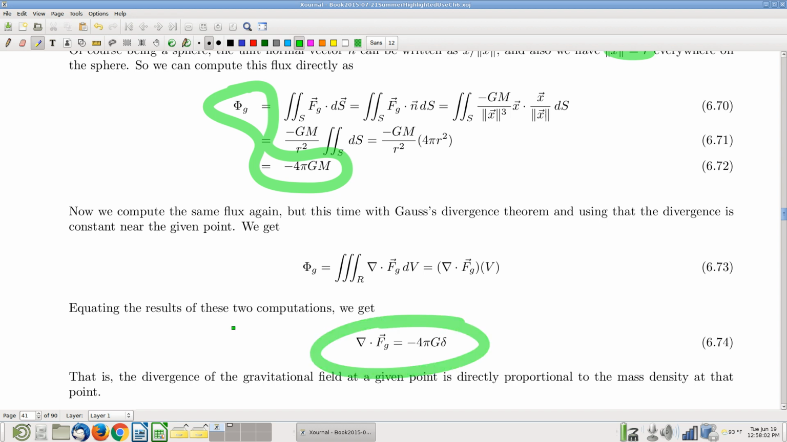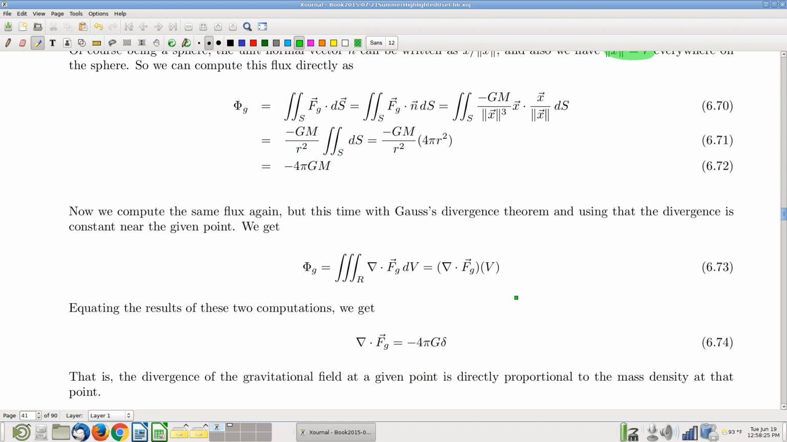This is morally just kind of a local version of the same formula. Mass creates flux. Mass density creates flux density. Remember we talked about divergence as being flux density. So this is arguably just a density version of this other formula. That's pretty cool.